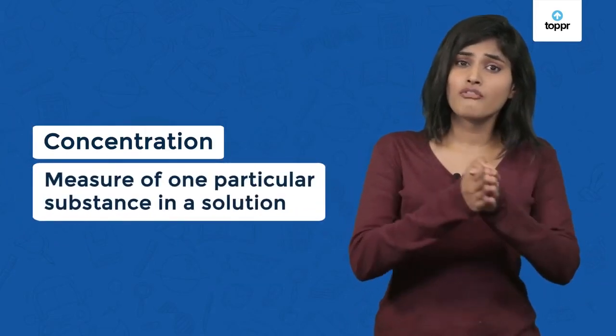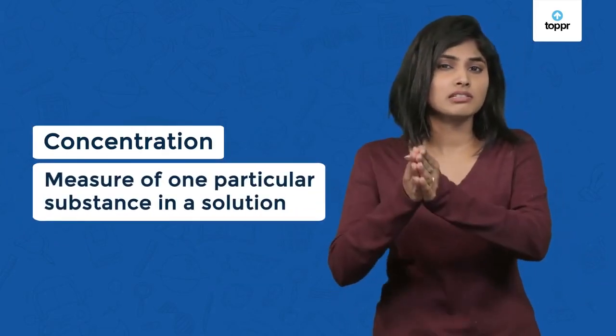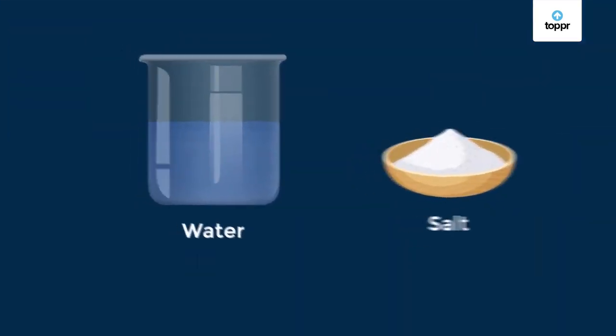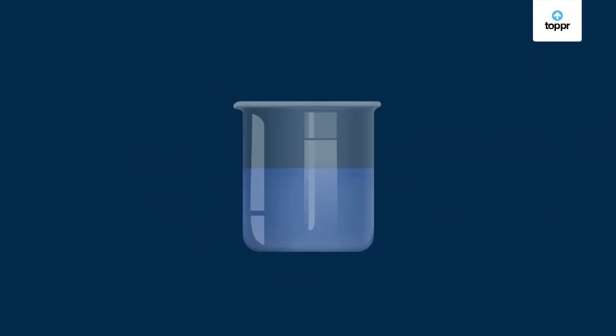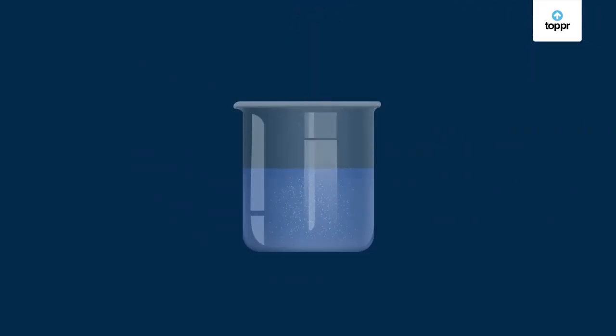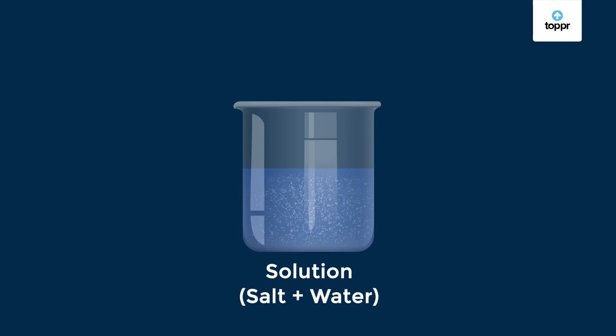First, what is concentration? Concentration is the measure of one particular substance in a solution. Not very clear, right? That's why we have the salt and water. Let's take a beaker full of water and add a few spoons of salt to it. Now this here is a solution. There are two substances in this solution. One is the salt and the other is the water.